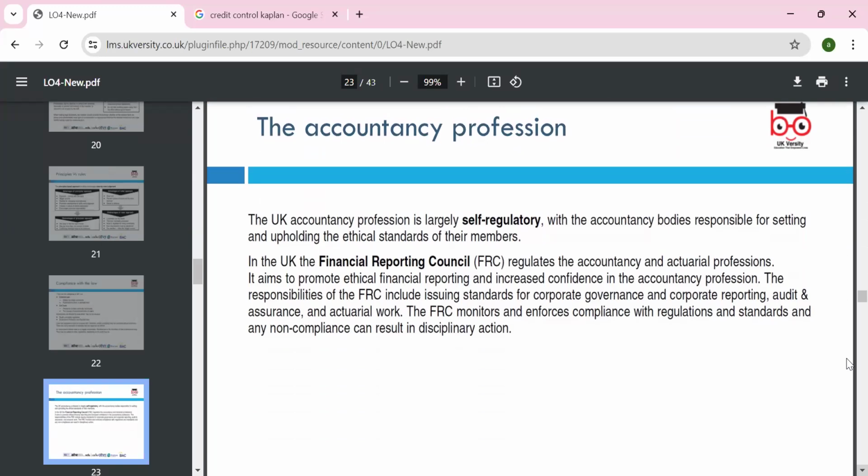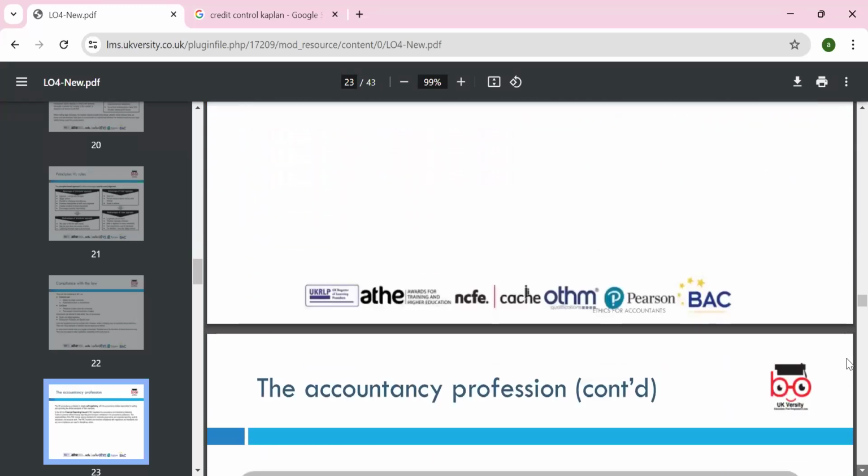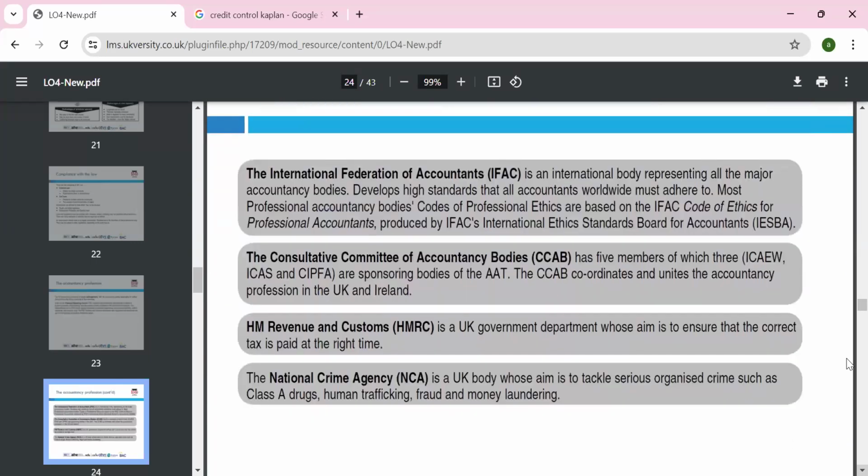So the UK profession is largely self-regulatory, with the accounting bodies responsible for setting and upholding ethical standards. We can look at the Financial Reporting Council, covering the accountancy and treasury professions. The FRC includes issuing standards and corporate governance, how the company is run, their executive and non-executive members and their application, all of which are safeguards to comply with. And then, of course, if they do not comply, we can take action against them.